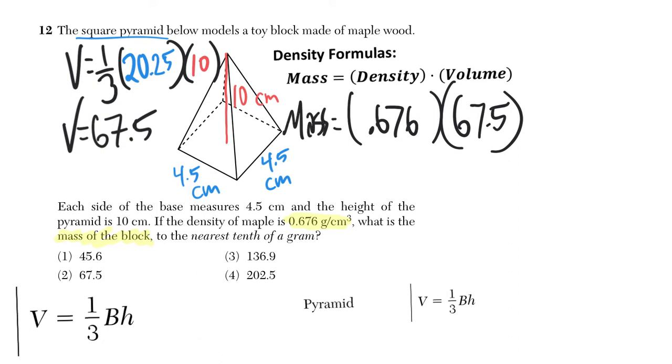And when you pop that in your handy dandy calculator, what exactly will that yield? The mass is going to be 45.63. And because we're looking at the nearest tenth of a gram, the correct answer is option number 1, 45.6.